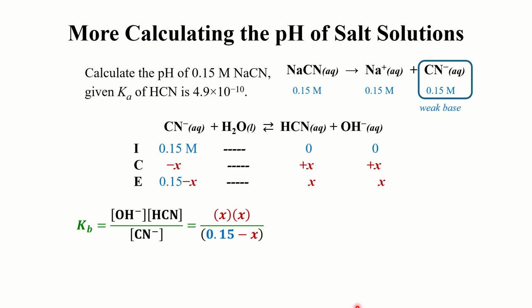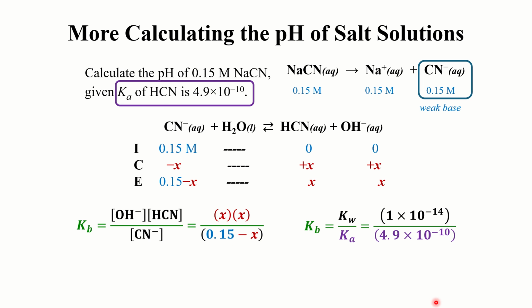Now before we can keep going here, note that you were given a Ka value, and one of the expressions we learned about earlier in this unit was that Kw equals Ka times Kb. So we can solve for Kb. Kb is equal to Kw divided by Ka, which would be 1 times 10 to the negative 14th, divided by 4.9 times 10 to the negative 10th. This gives a Kb value of 2.01 times 10 to the negative 5th.